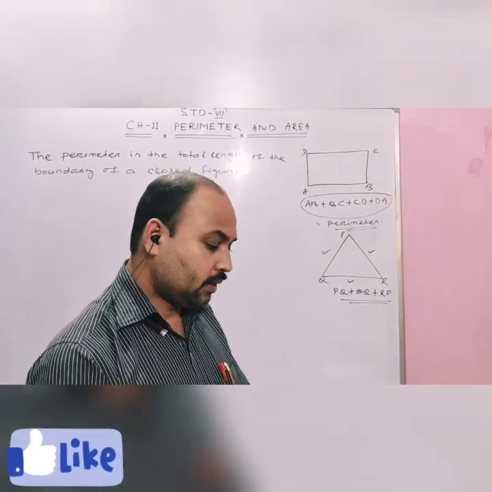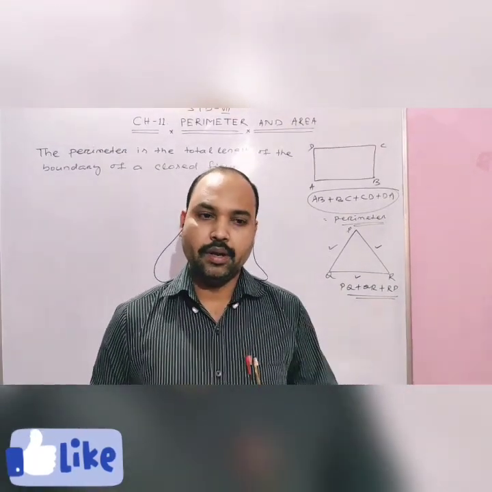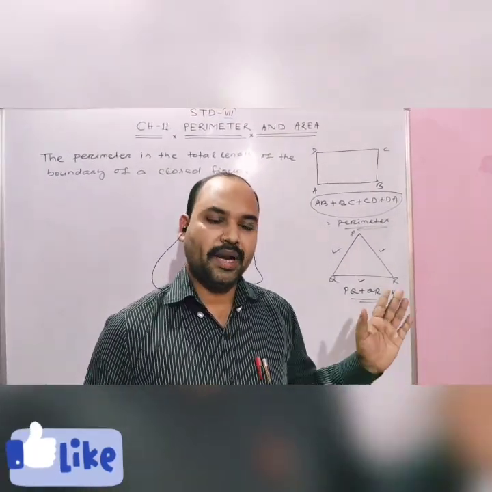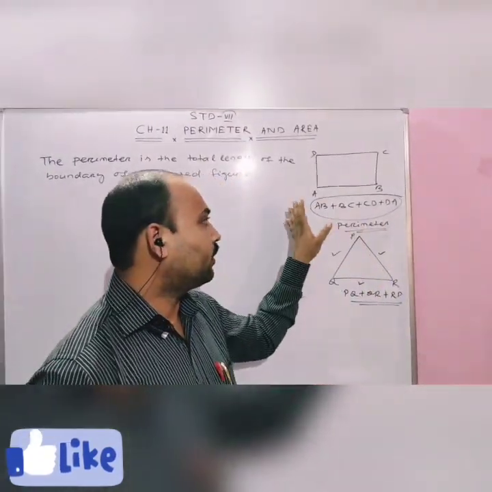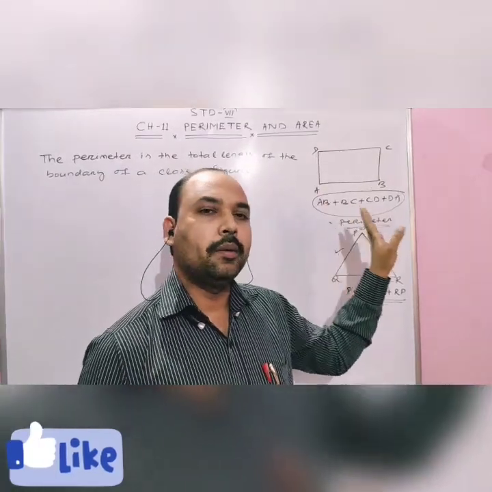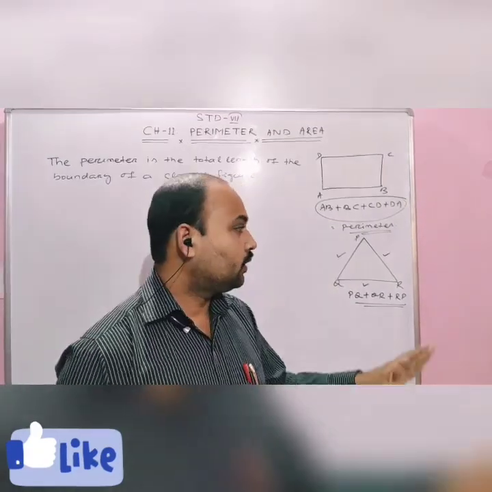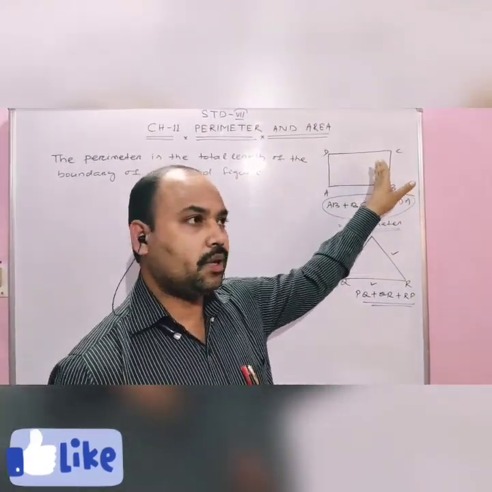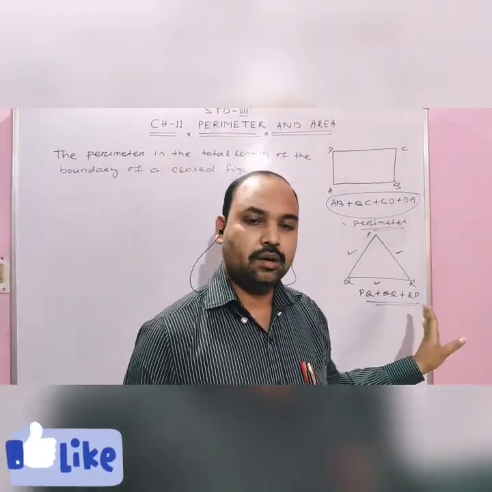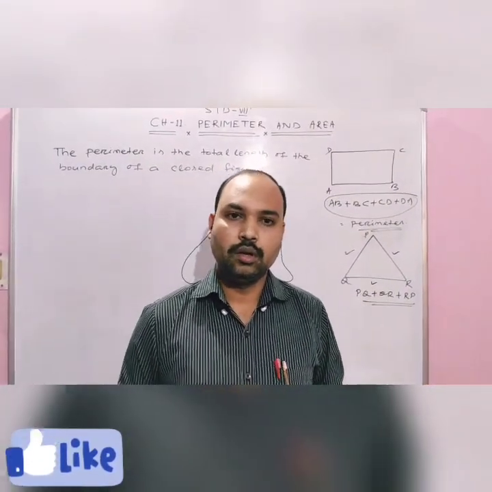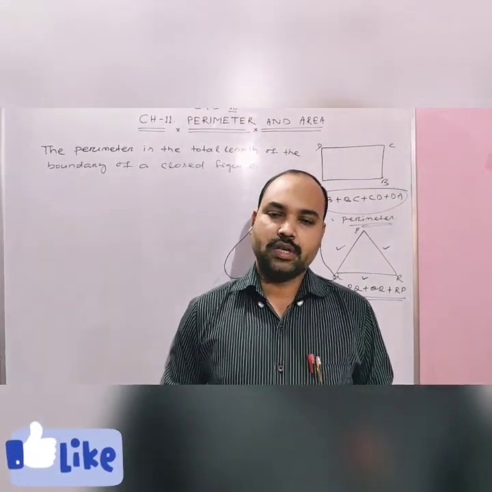Got it? Then what is the unit of the perimeter? The unit of the perimeter is the same as its length. If it is written in meters, then the unit of the perimeter will be meter. If the lengths of the sides are given in centimeters, then the perimeter unit will be centimeter. Got it? Now we discuss the area.